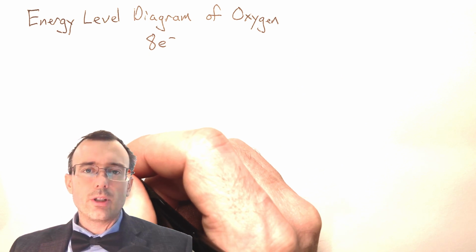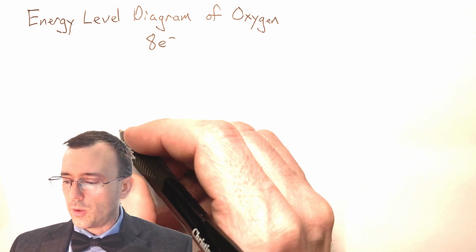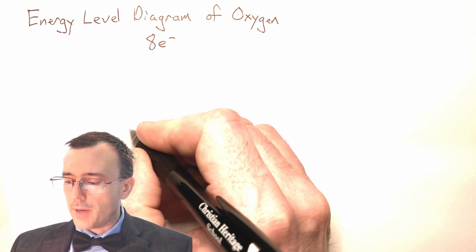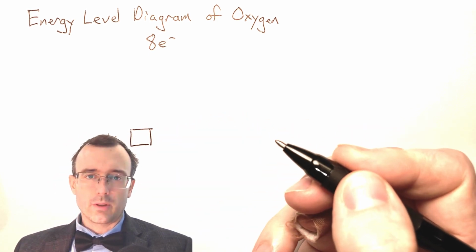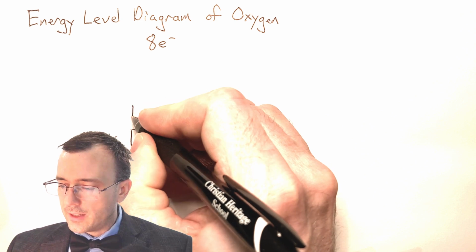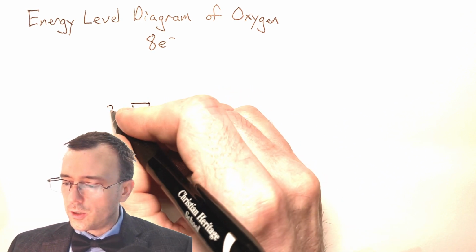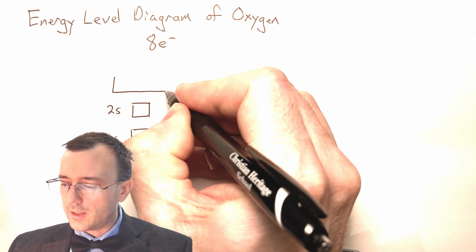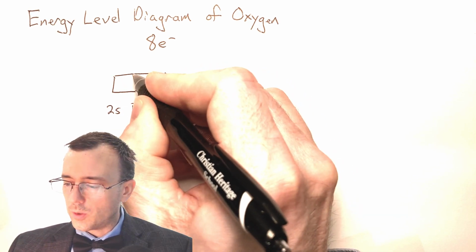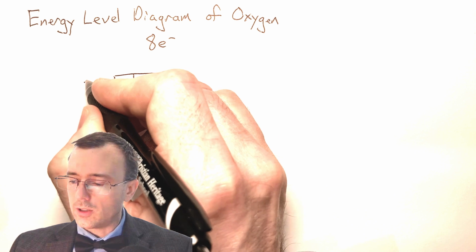And once you know that, you can go ahead and write your boxes in. So for all of these, the bottom box is going to be your 1s orbital. And then after that is going to be the 2s. And then after that is going to be the 2p. That order is never going to change. It's going to be the same for all of these.